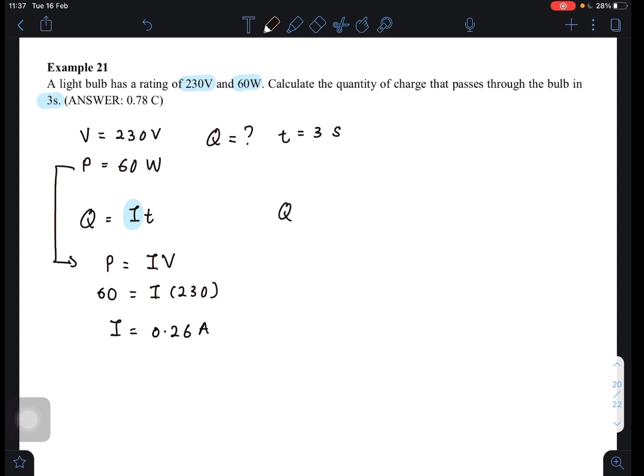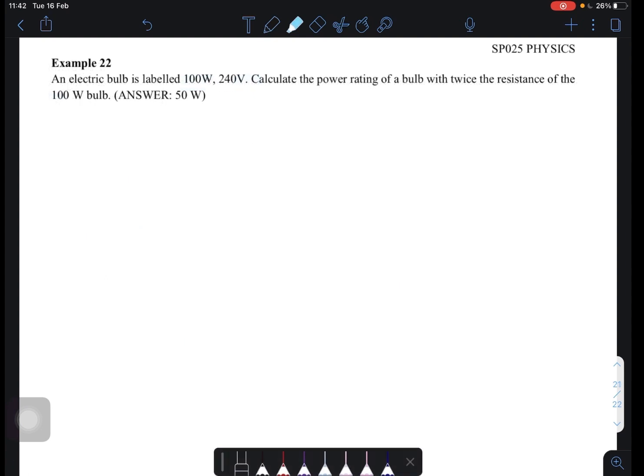Now we can find the charge. Charge will be equal to 0.26 times the time, which is 3 seconds. So it will be equal to 0.78 coulomb.